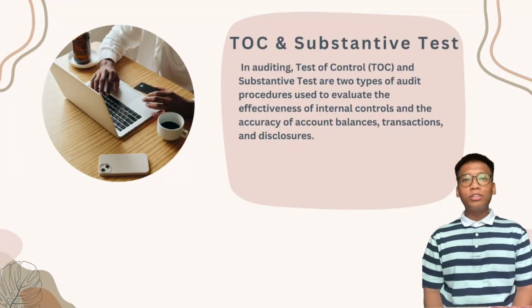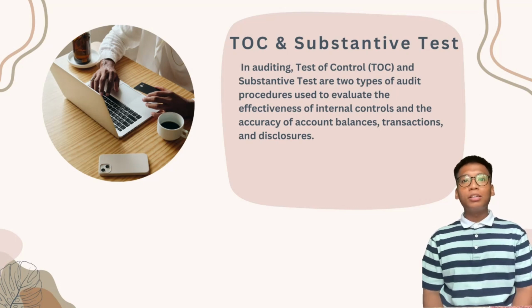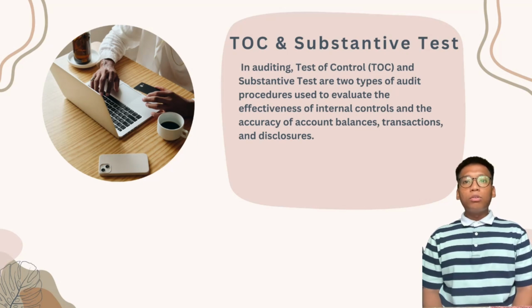In auditing, test of control (TOC) and substantive tests are 2 types of audit procedures used to evaluate the effectiveness of internal controls and the accuracy of account balances, transactions, and disclosures. The primary objective of test of control is to assess the effectiveness of an entity's internal control over financial reporting. Internal controls are policies and procedures implemented by an organization to ensure the accuracy and reliability of financial information and to safeguard assets. Meanwhile, the primary purpose of substantive tests is to detect material misstatements in the financial statements. These tests are performed directly on the financial statement account balances and transactions to ensure their accuracy and completeness.